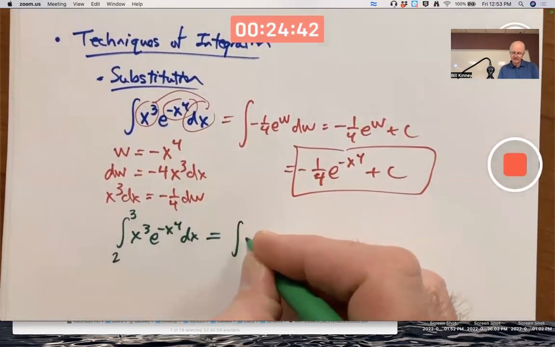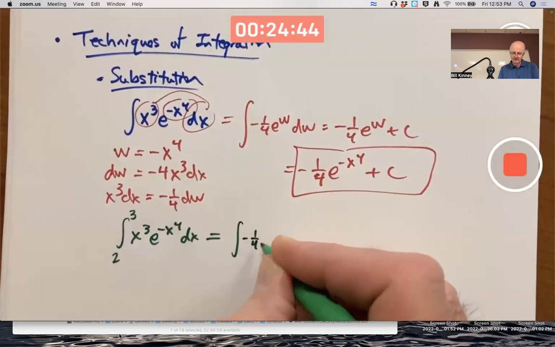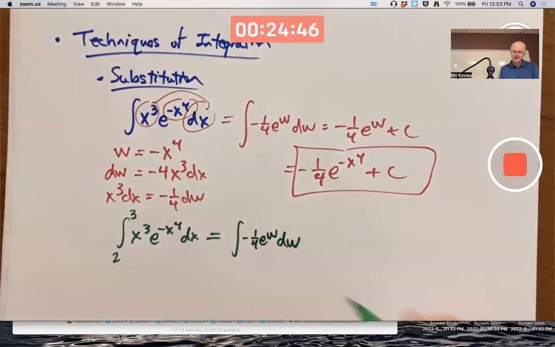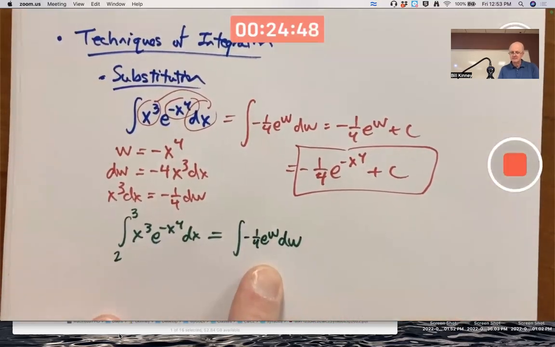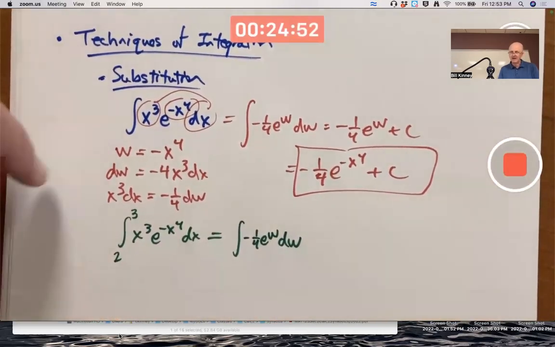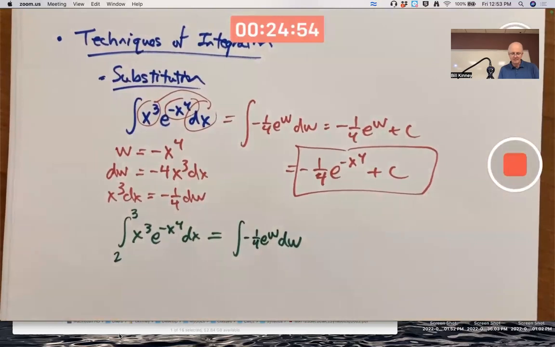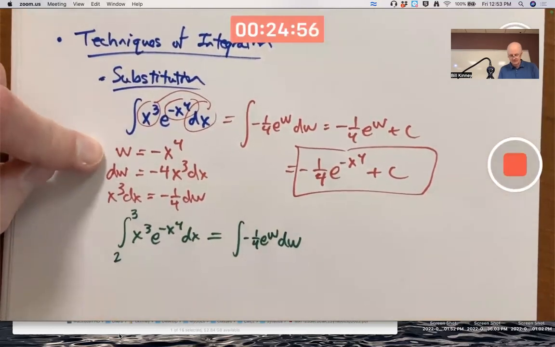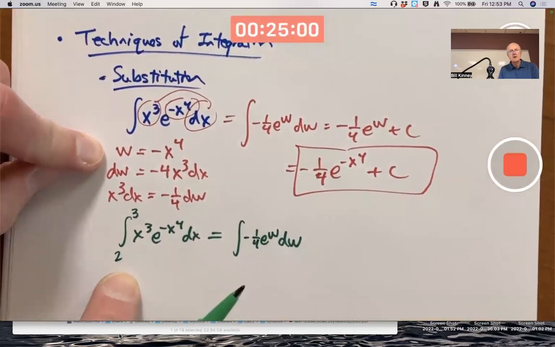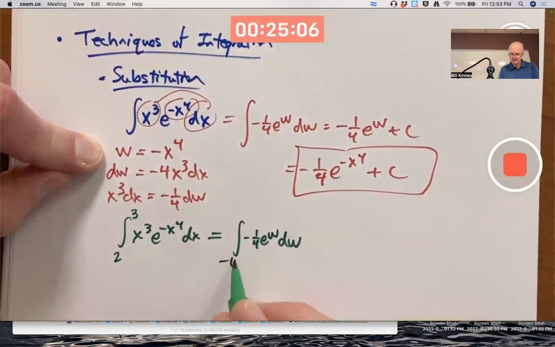Yes, we can convert this to the integral of negative 1/4 e to the w dw. But if you're going to say these are equal, as definite integrals, you must change the limits of integration. Otherwise, they're technically not equal. And you use this equation, the substitution itself. When x is 2, w would be negative 2 to the fourth. 2 to the fourth is 16. It'd be a negative 16.